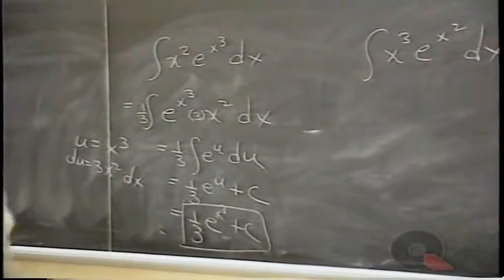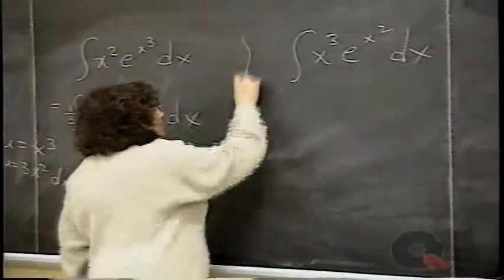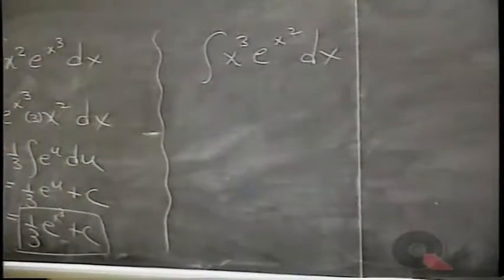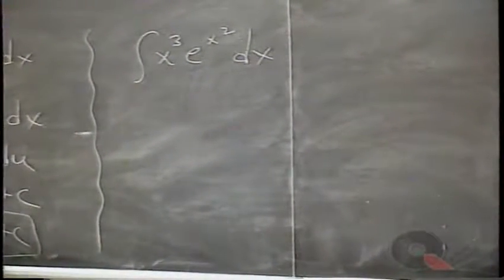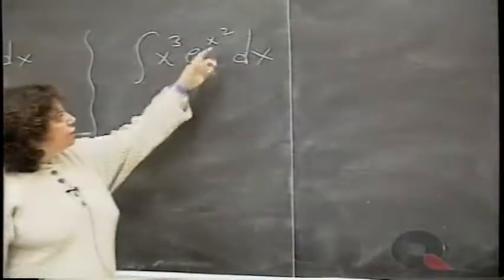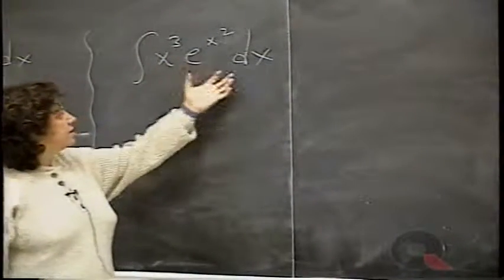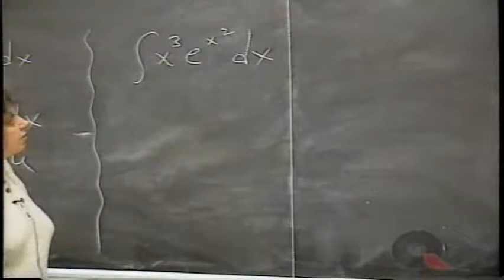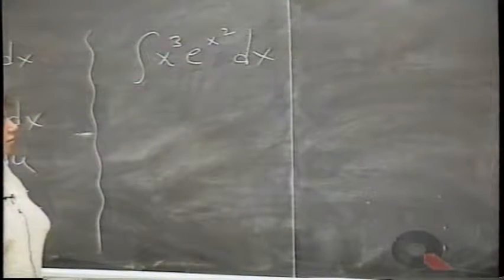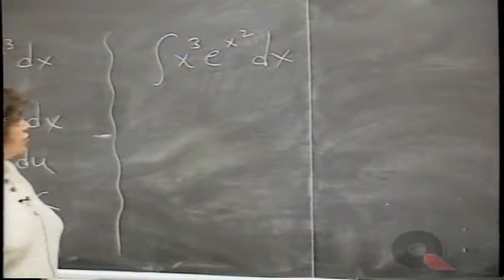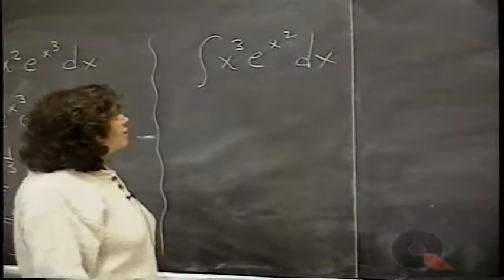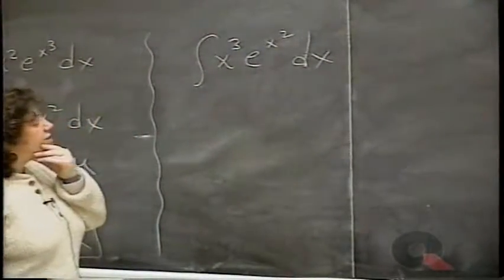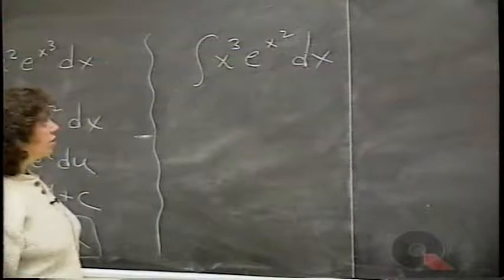Well, that's the easy one. Now we come to this: x cubed e to the x squared dx. It's not in basic form, because if I have u equal to x squared, du is 2x dx, and this is not what I'm left over with. Okay, what am I going to do? The natural thing to try when you have a product of algebraic and transcendental functions that's not in basic form is integration by parts.